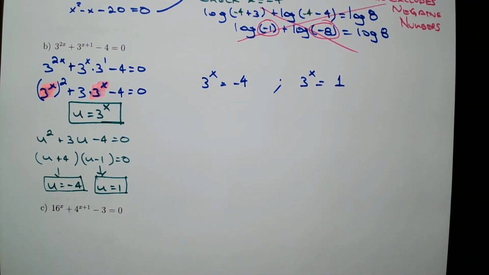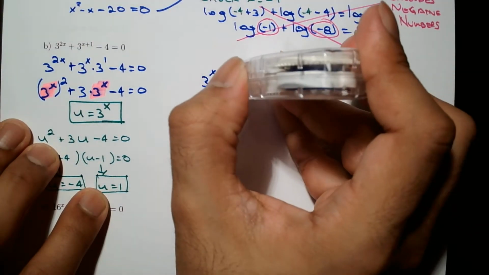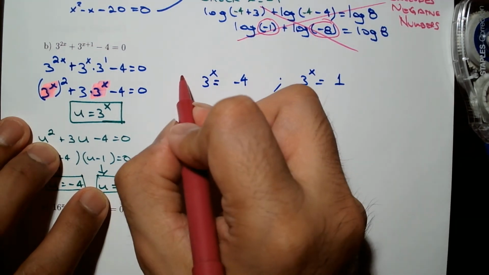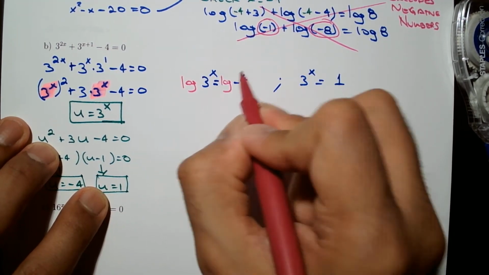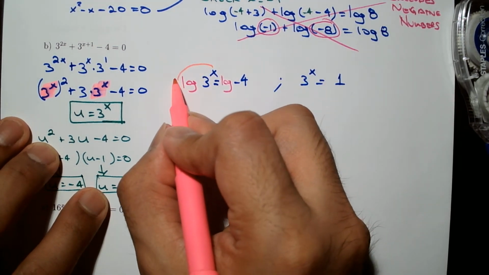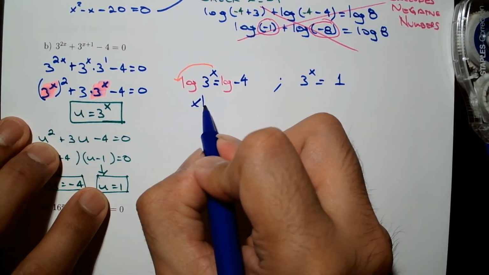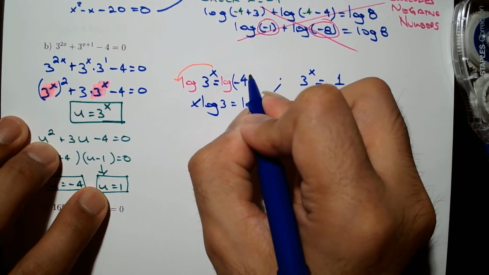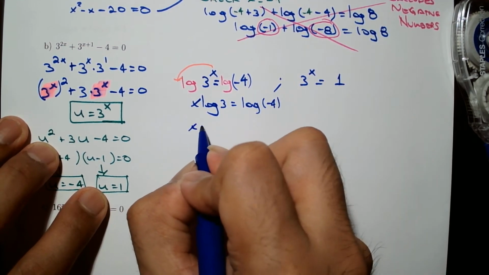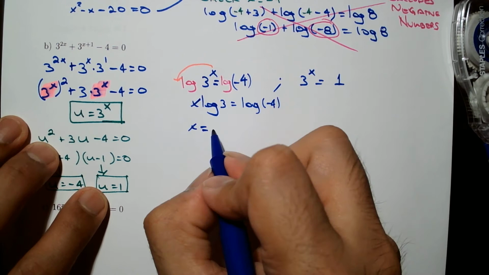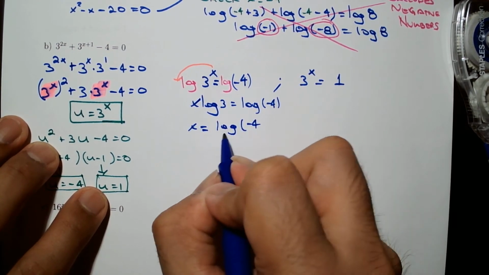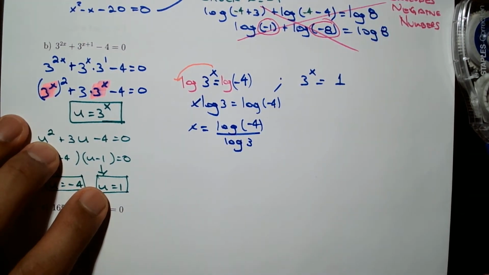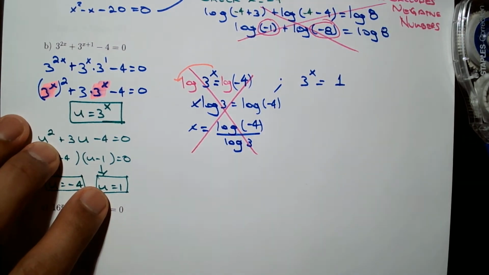Well, I'm going to take log of both sides of each of these two equations. So I'm going to take log and log. I'm going to smack down this x right here to get x log of 3 equals log of negative 4. But by the way, if you recall from the previous example, we cannot evaluate logs of negative numbers, so nothing will come out of here.